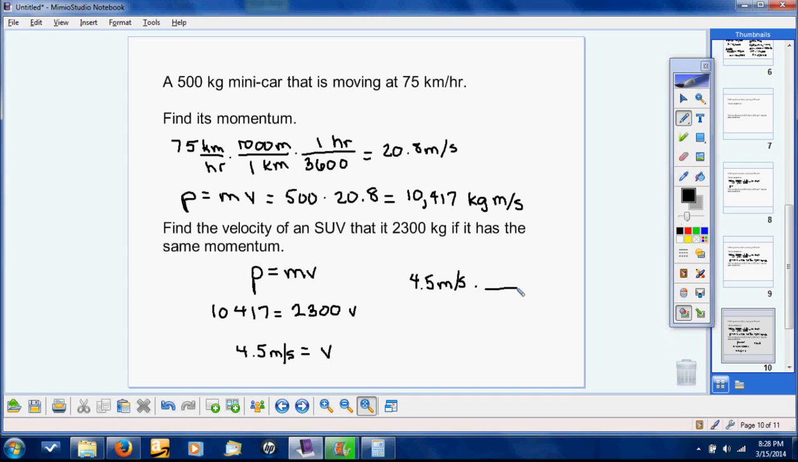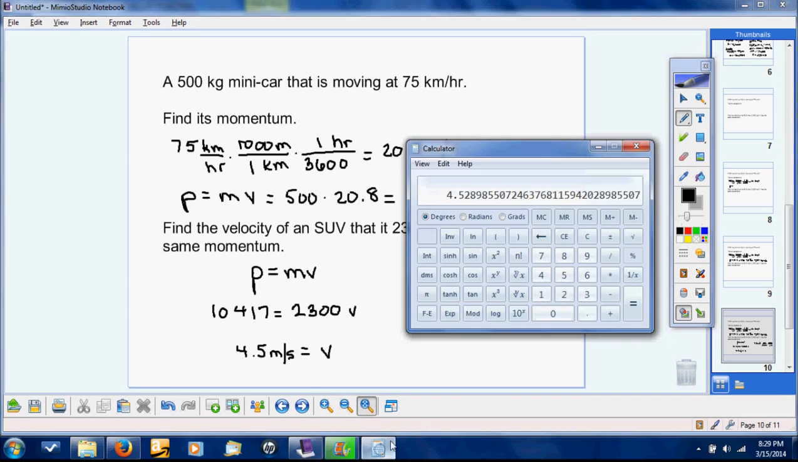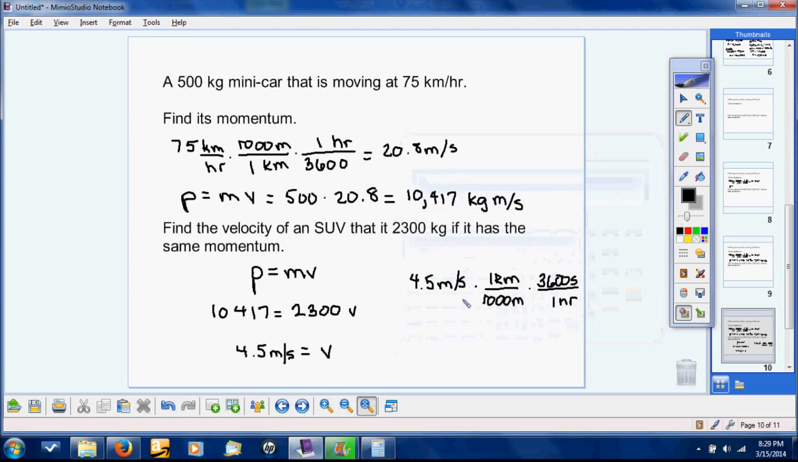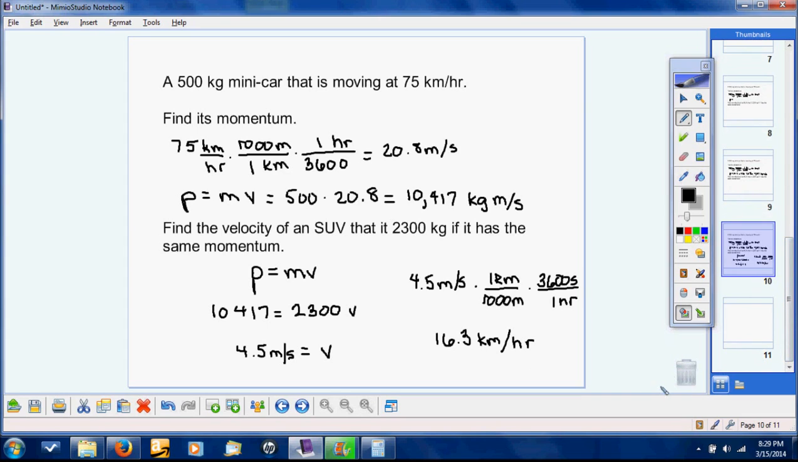So we do the same thing but backwards. We have 1 kilometer and we're trying to cancel that out with 1,000 meters. And we have an hour, which you're trying to cancel out with the 3,600 seconds. So basically you're taking 4.5 and multiplying it times 3.6. And we end up with 16.3 kilometers per hour. Alright, now, if it doesn't say convert in the question, you don't have to. It just sometimes helps to be able to really get a handle on what makes sense in a problem.